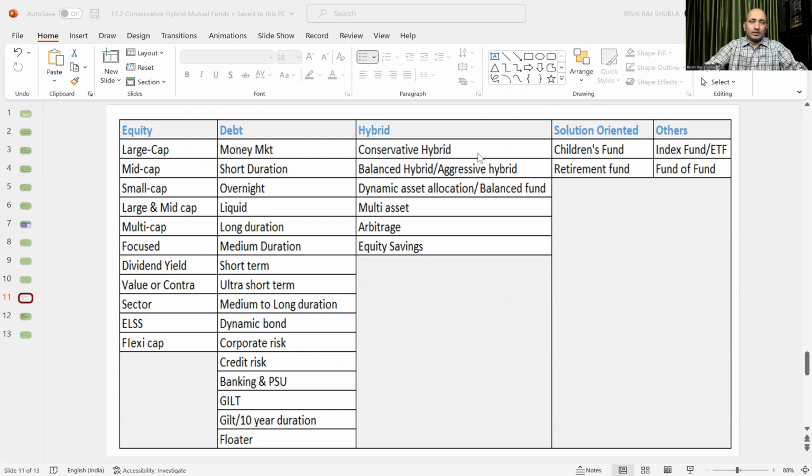Of course, the other hybrid funds like balanced hybrid, aggressive hybrid, dynamic asset allocation, balanced fund, multi-asset, equity savings, we will see one by one. And of course, at last, we will see children's fund and retirement fund. All types of funds will be covered. With this overview, I would like to share today's conservative hybrid fund.